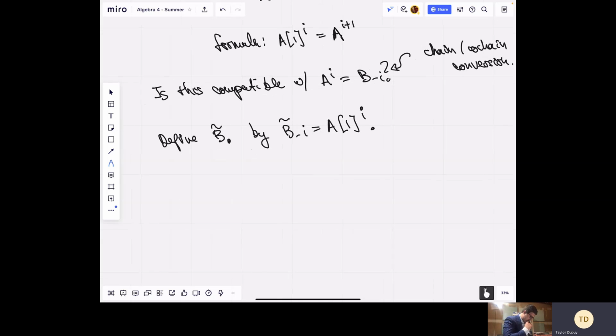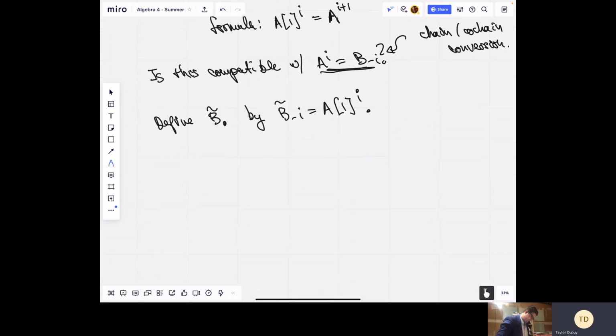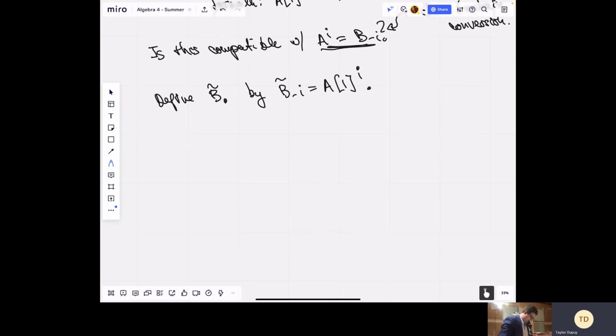And we're going to use this formula as well. Okay, so let's check. So A_{1,i}. So this is B tilde_{-i}. And so this is B_1, minus i, I believe. Okay, so we defined this B tilde to be this. So this is B_{-i}.